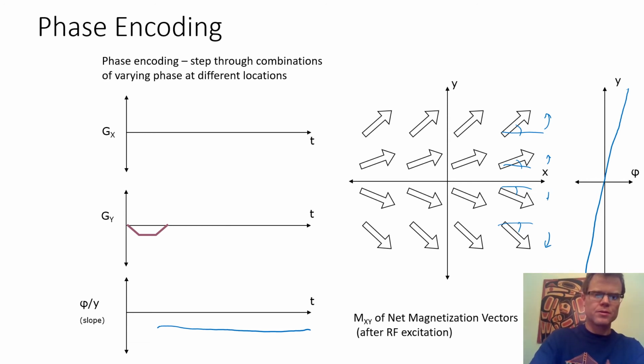And so this is the basic idea of phase encoding. We're doing these different phase encoding steps. We're stepping through different combinations of this phase pattern as a function of y through the application of these short magnetic field gradient pulses on the y-axis, or on our phase encoding gradient axis.